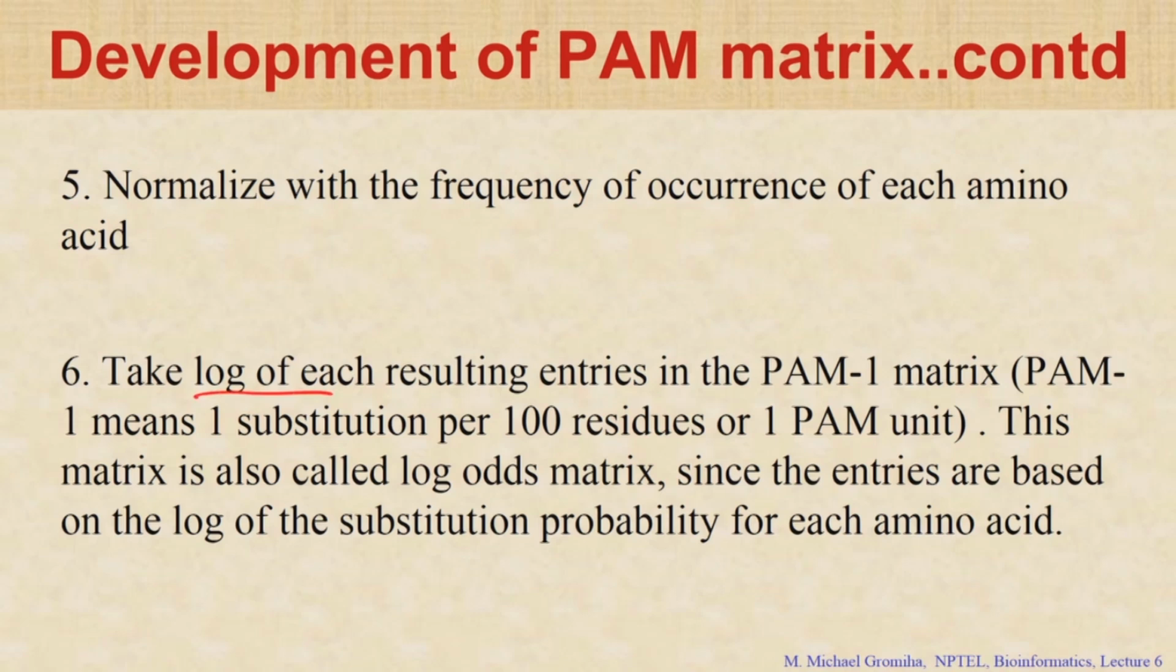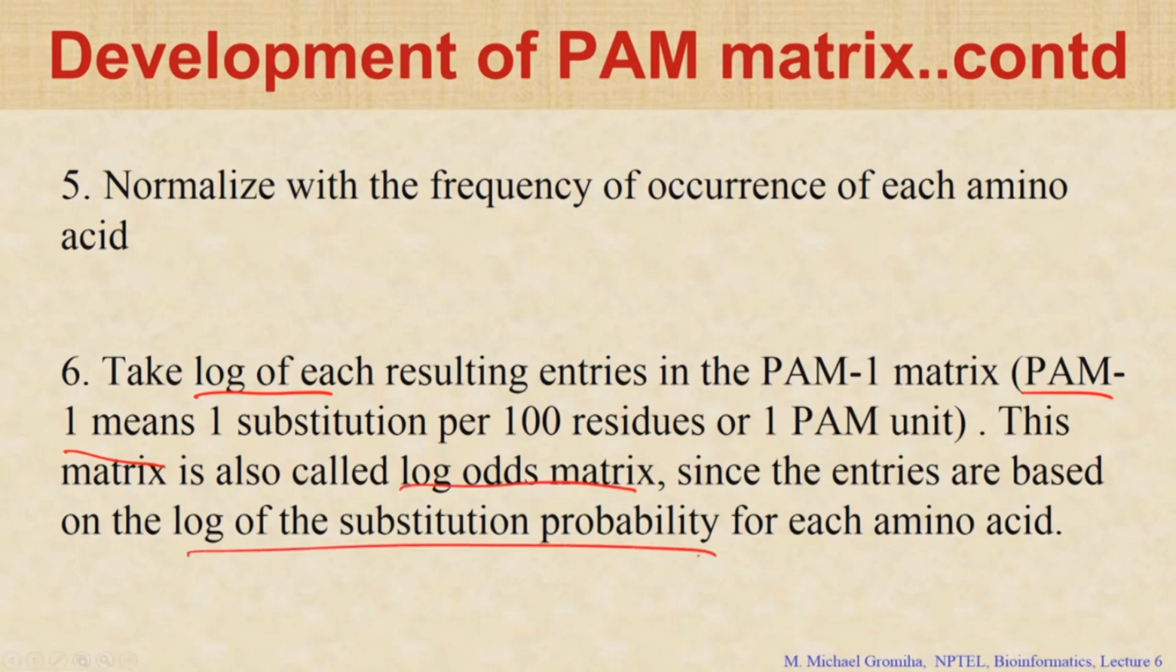Why do you take the log? Because otherwise you will get large numbers. In the log scale, you can explain the probability of each amino acid residue being replaced with other residues in evolutionary rates. We have different matrices, for example PAM 1. This means one substitution per 100 residues; this is called the PAM 1 matrix. This is also called the log odds matrix, because the entries are based on the log of the substitution probability.